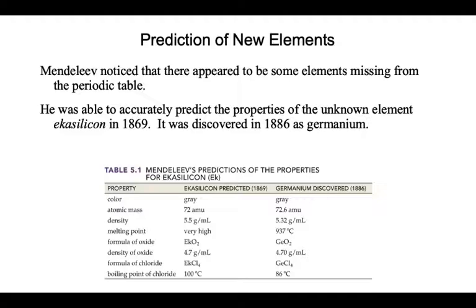Atomic mass, 72.6. Okay. Density, your body fat percentage, 5.5, 5.32. Okay? Melting point. Your temper is going to change a little bit. You aren't going to be super angry all the time, or you're going to get more angry. Okay? Predicting temperatures. Admittedly, very high isn't very specific, but come on, 937 degrees is pretty high. Okay? Now the fun ones.